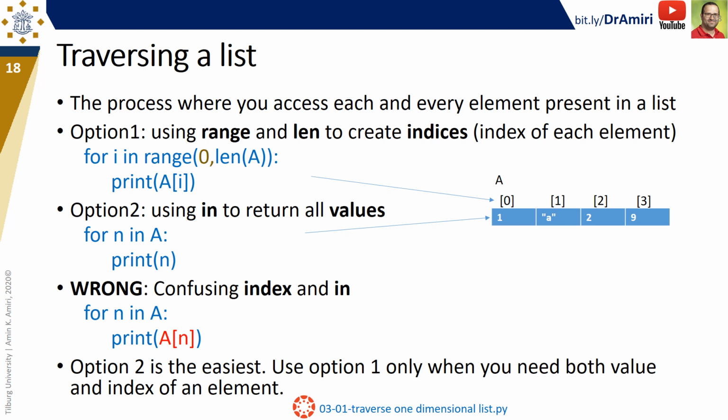And then in the print function, as you can see, I will use brackets to return the value of that specific index. The second option is using the in operator to return simply all values. So here you just simply say for n in A, and then you print n.